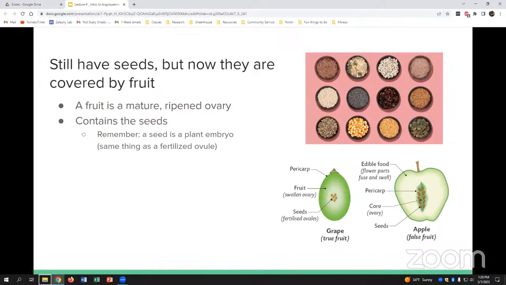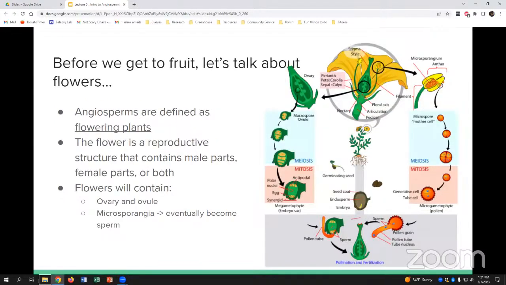Okay, so we still have seeds. Now they're going to be covered by fruit. A fruit is a mature, ripened ovary. Within that ovary, it's going to contain the seed. From last time, hopefully we remember that a seed is our plant embryo. That seed is going to be made up essentially of a fertilized egg cell or a fertilized ovule, which is what you see labeled in that picture of a grape. As we move forward, we'll move from our flowers into our fruit. But before we get there, we want to talk about those flowers themselves.